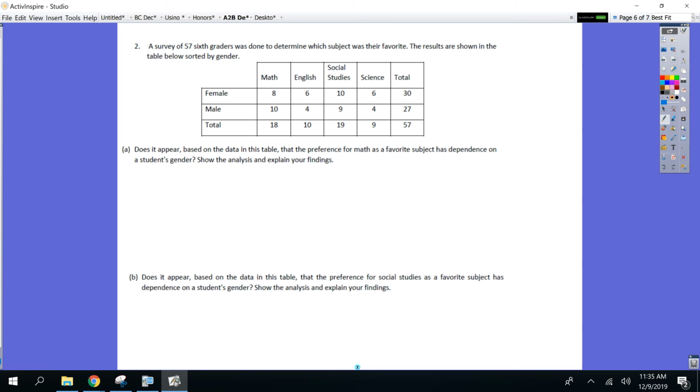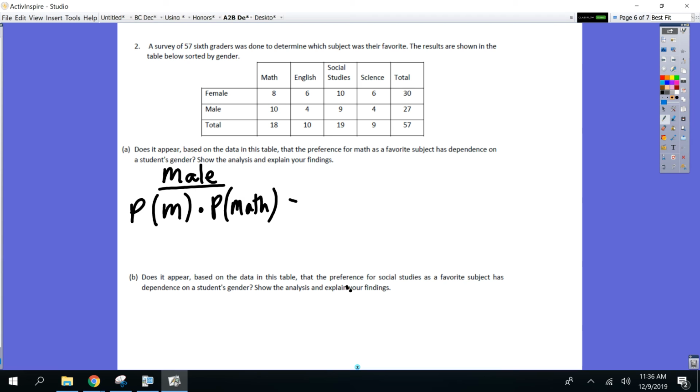Okay, so let's do the male one first. If you like math, does it depend on if you're male or not? So what are the two things I'm going to test here? To see if male and math are independent or dependent here. The total number of males. Okay, so probability you're male times what? What's the other thing I'm testing with it, if it's independent or not? Math. So the probability of math.